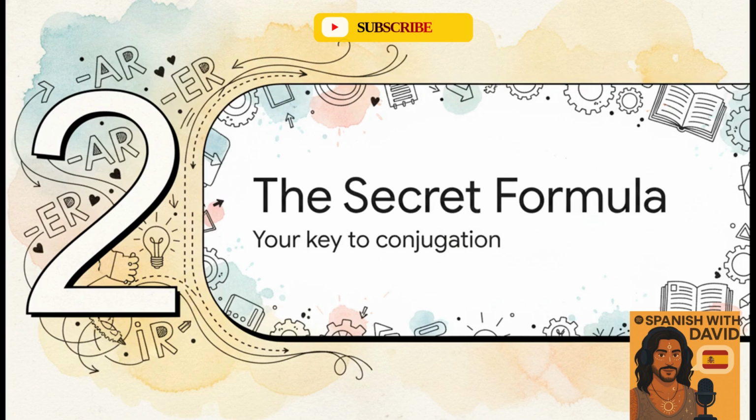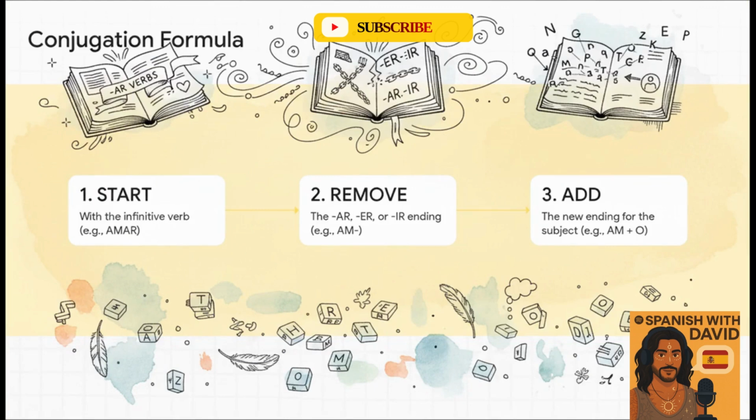All right, now that we've got our verbs sorted into their families, it is time for the big reveal. There is one simple 3-step formula that works for every single one of them. This is the master key, the secret sauce that lets you take a verb in its basic form and actually use it in a sentence. And here is that formula. It's so easy, just 3 little steps.